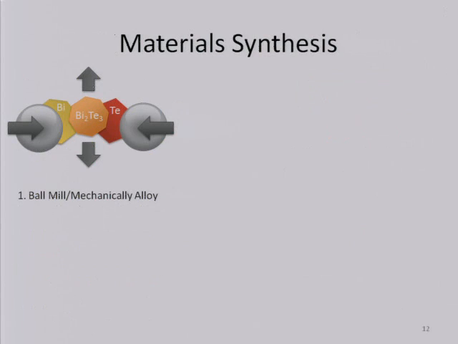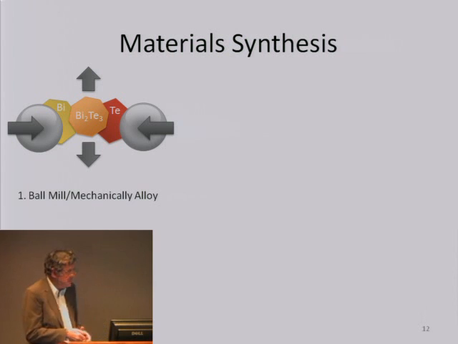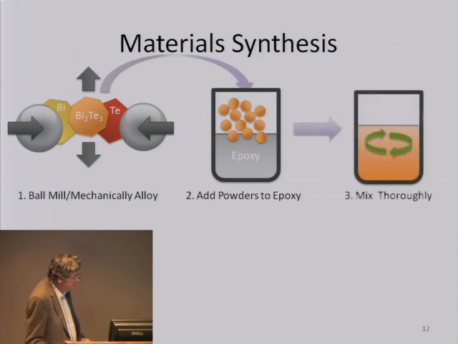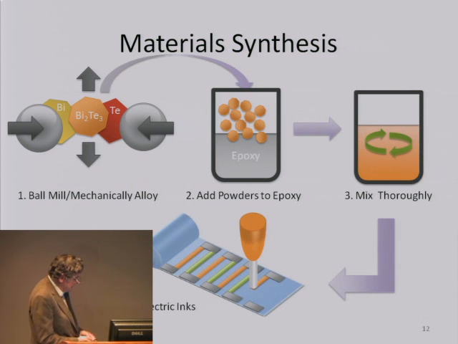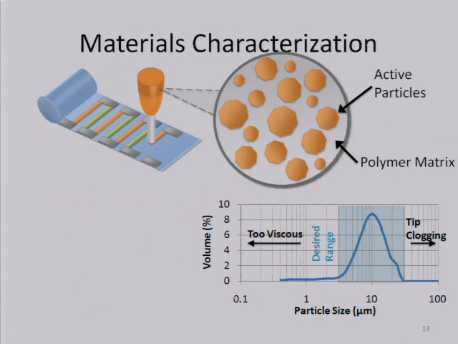Now, let's look at how we make our materials. So that, for example, if we're making bismuth telluride, we will ball mill bismuth and tellurium together to generate bismuth telluride. Here it says mechanically alloying. That's a bit of a misnomer because, of course, what we're generating is not an alloy but a compound. That's then mixed with an epoxy, and then that is dispenser printed in the way that I showed you a few moments ago onto a flexible substrate. So it's a relatively straightforward process.